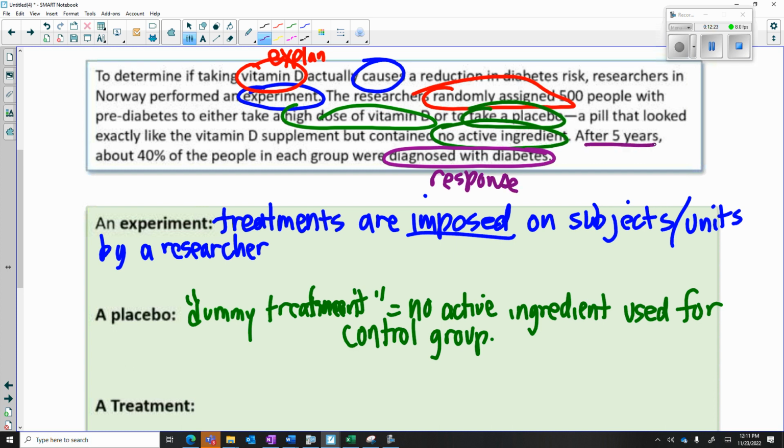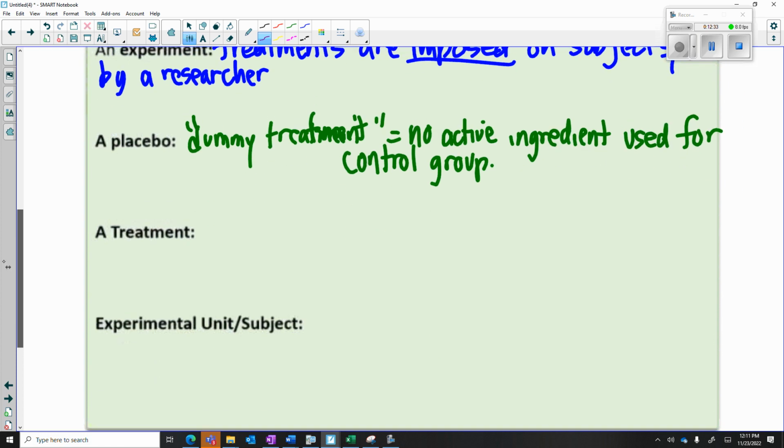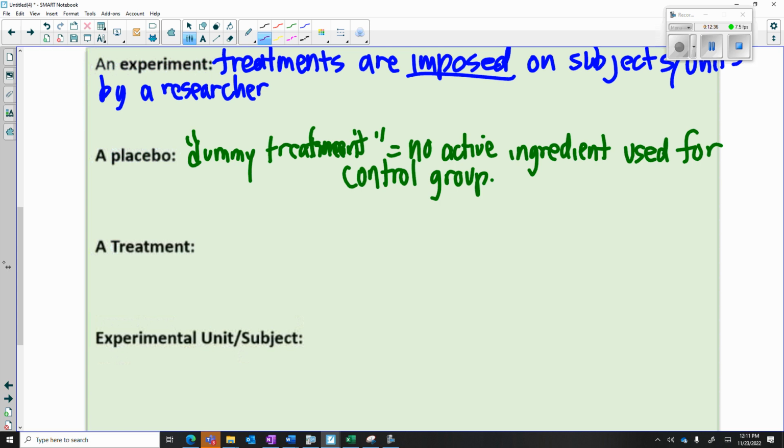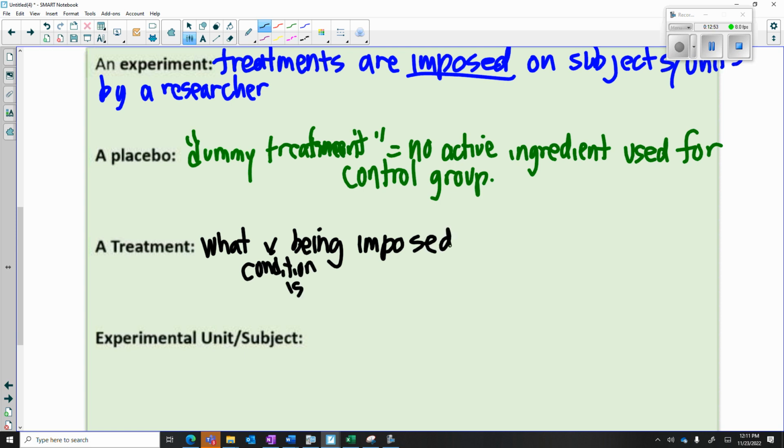My groups are my treatment group, which is vitamin D, the people who are really taking the real vitamin D, and then the placebo group, which is no active ingredient, okay? So the treatment in this case is vitamin D or placebo, and it's basically what condition is being imposed on the experimental units, or subjects.